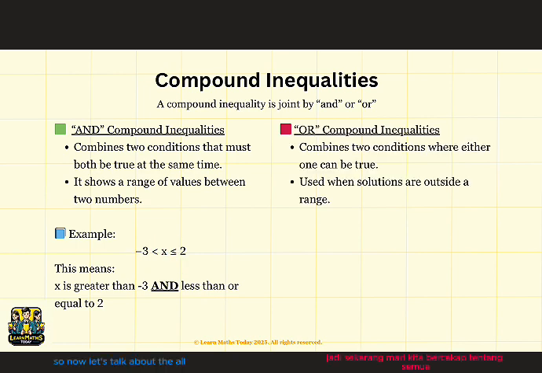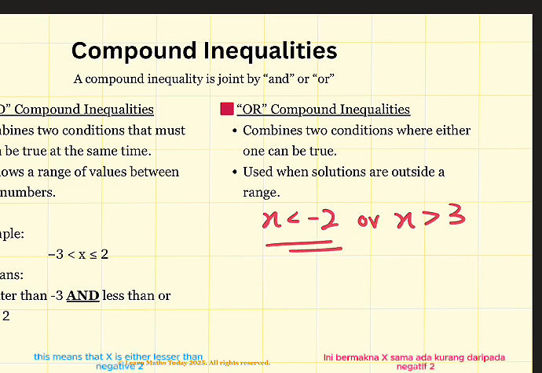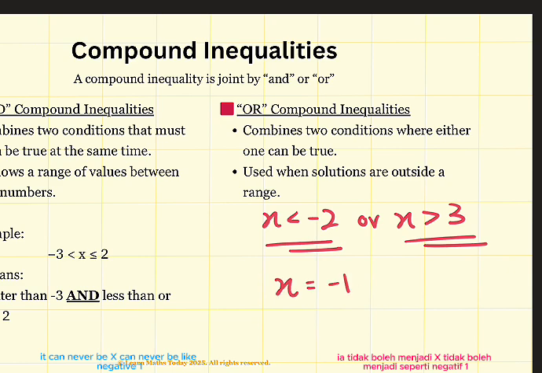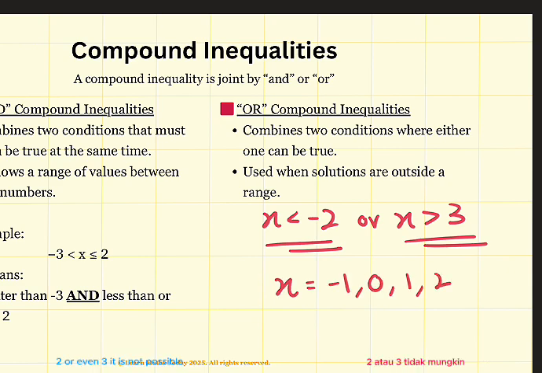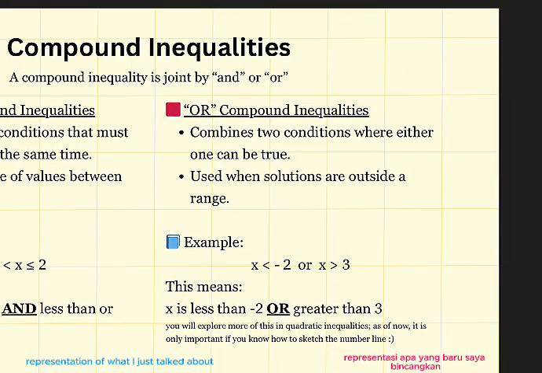So now let's talk about the "or". "Or" means that either condition can be true. So let's say, for example, an "or" condition will look like this. This means that x is either less than -2 or it is greater than 3. It's not the middle. x can never be -1, 0, 1, 2, or even 3. It is not possible. So this is also a neater representation of what I just talked about.